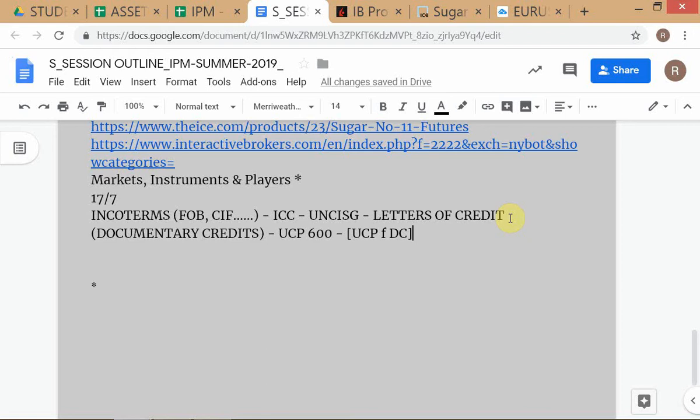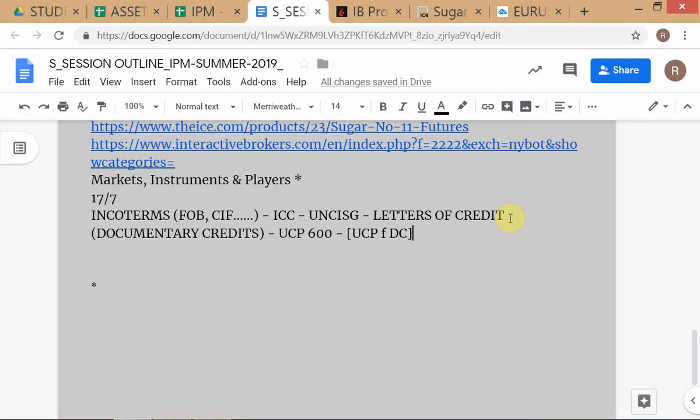So you have the UNCISG legal framework for the international sale of goods, and the letters of credit system, the documentary credit system, okay? Uniform, standardized all over the world, makes a lot of difference, makes it very efficient. And they're all governed by UCP 600 right now, okay? Next time you may have a different version. So generally it's the UCP that governs that. That's the UCP, Uniform Customs and Procedures for Documentary Credits, okay?